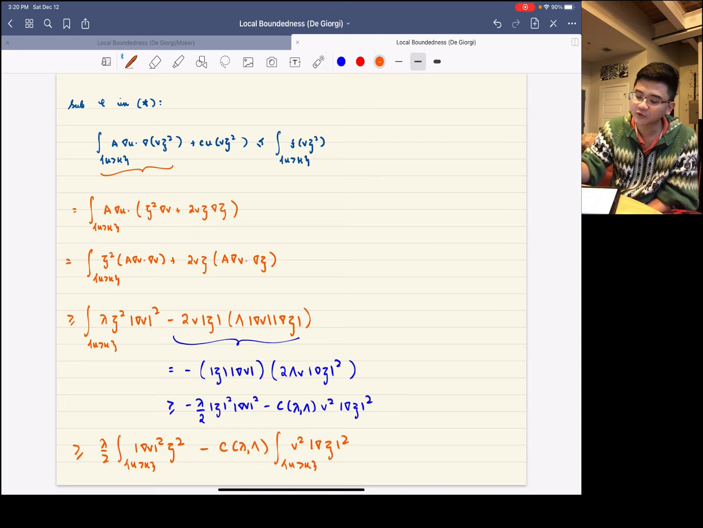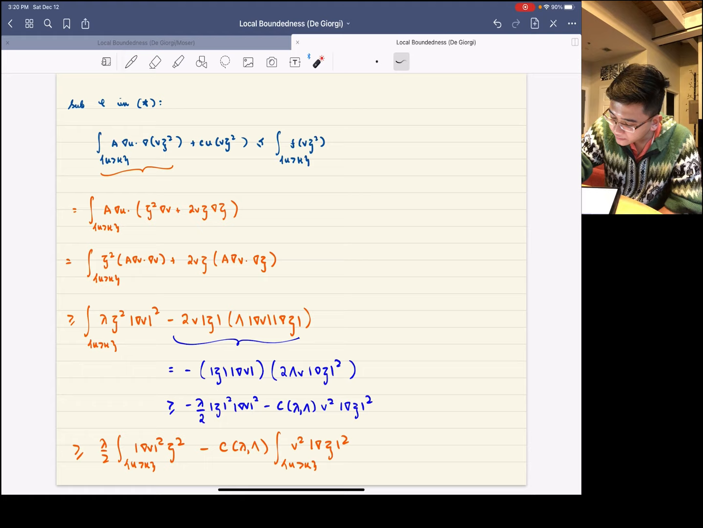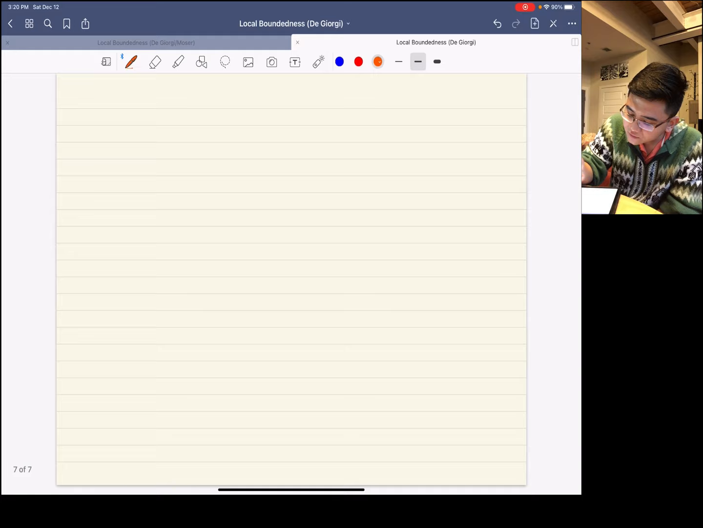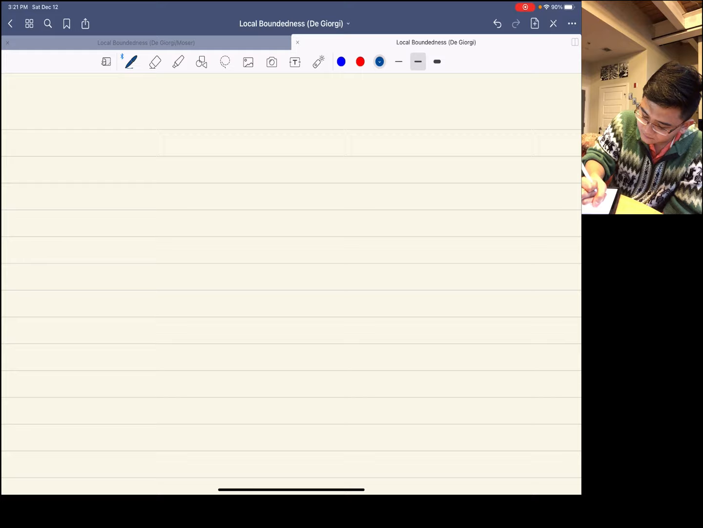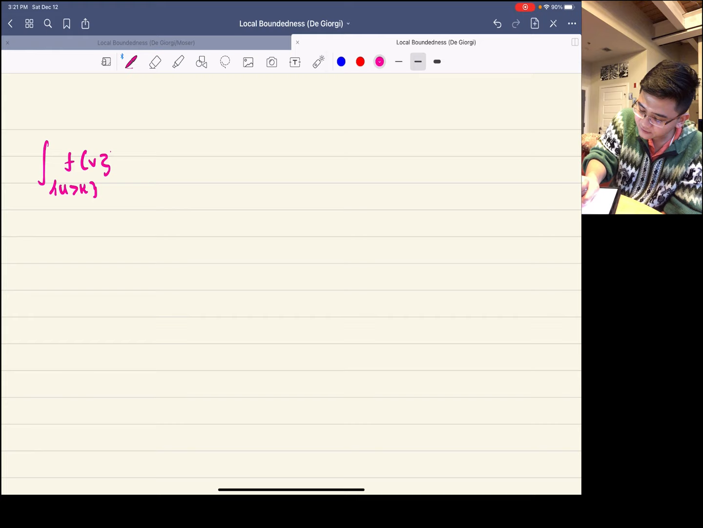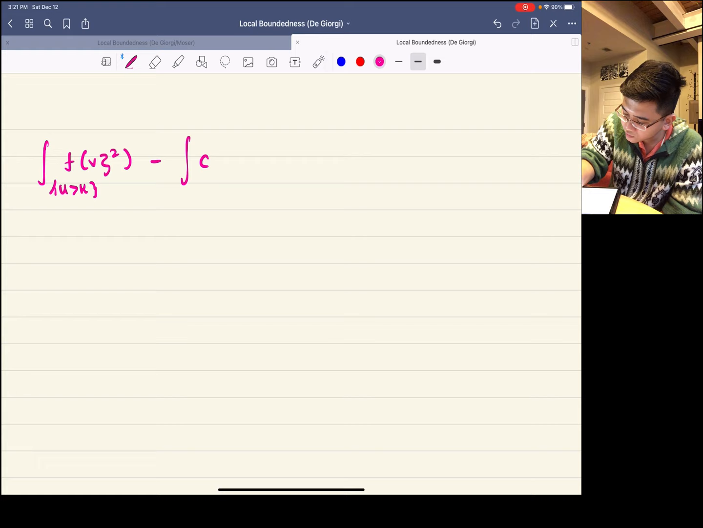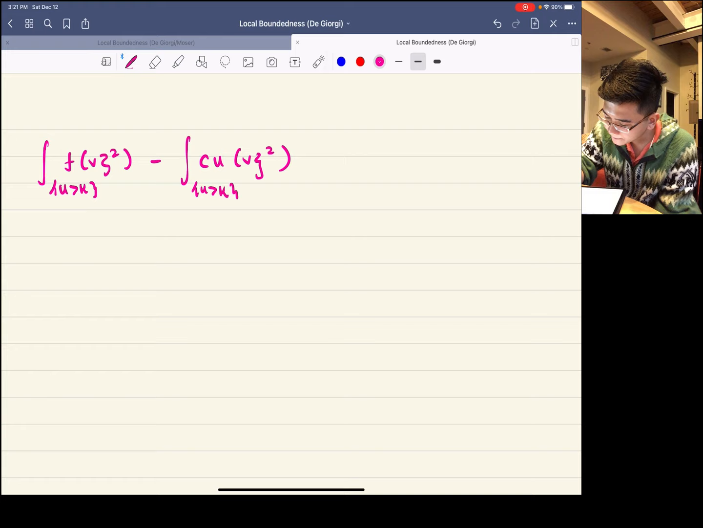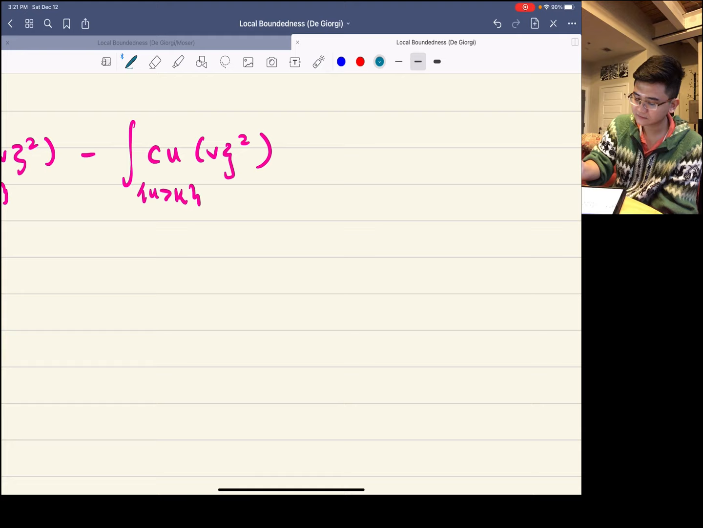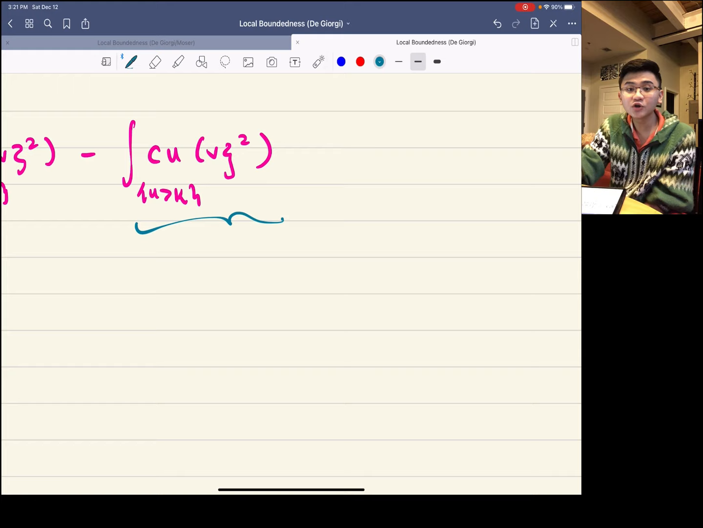We've seen this before. This is the standard way of estimating the diffusion term. Now what we're going to do is move this lower order term to the right and then make some estimates. So we work with the term: the integral over u greater than k of f zeta squared, minus c u v zeta squared over u greater than k. So how are we going to estimate this? What I'm going to do is write u in terms of v. In this set, I know that this is, let's include the negative.